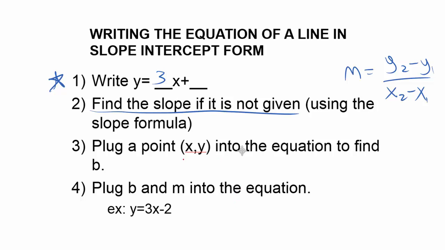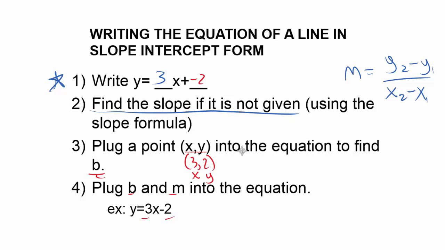Okay? Finally, if they give you an ordered pair, like let's say 3, 2, you plug the 3 in for the x and the 2 in for the y, and solve for b. You want to treat b like a variable. Once you found the m and the b, if you found it's 3 and 2, you're just going to plug in those 2 numbers into blank x plus blank and write your answer.